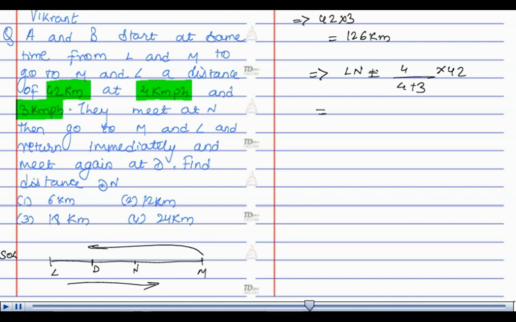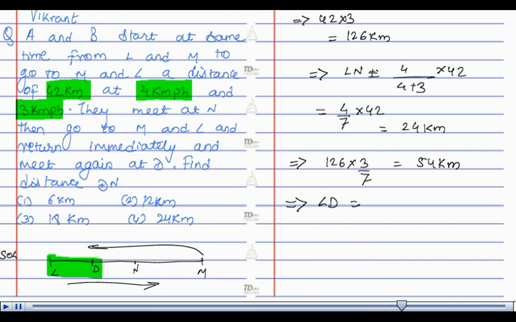So this figure will turn out to be 4 upon 7 into 42, that is equal to 24 kilometers. Again, the distance travelled by B when he meets at D for the second time will be ML plus LD. So this will turn out to be 126 into 3 by 7, which will be equal to 54 kilometers. LD, this particular shaded portion, will turn out to be 54 minus LM, which is 54 minus 42, or 12 kilometers.